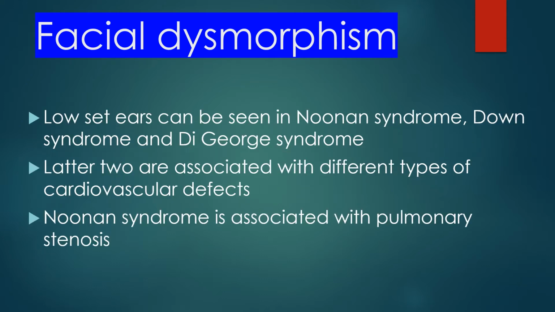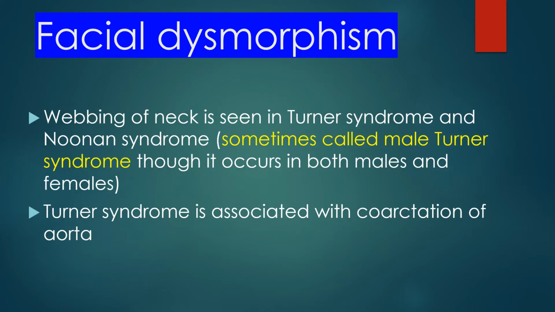Low-set ears can be seen in Noonan syndrome, Down syndrome and DiGeorge syndrome. The latter two are associated with different types of cardiovascular defects, while Noonan syndrome, as mentioned earlier, is associated with pulmonary stenosis. Webbing of neck is seen in Turner syndrome and Noonan syndrome. Noonan syndrome is sometimes called male Turner syndrome, though it occurs in both males and females. Turner syndrome is associated with coarctation of aorta.